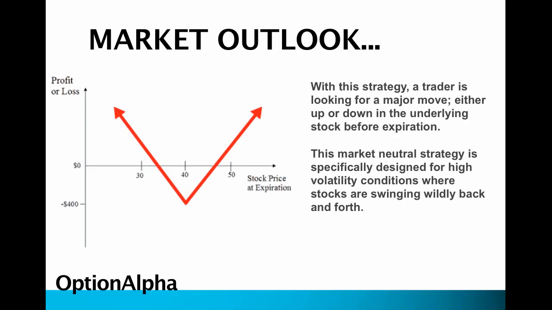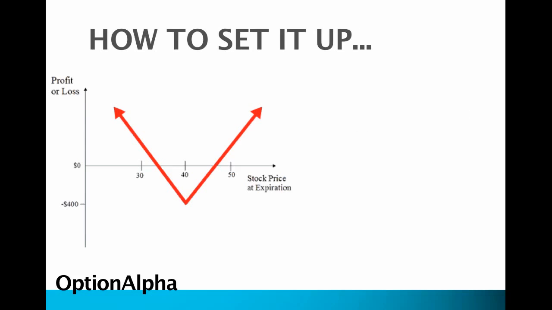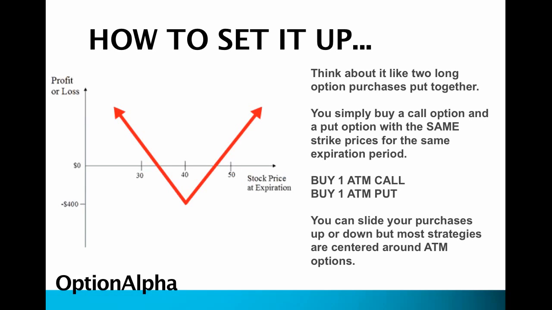So again, this is specifically designed for high volatility conditions where stocks are swinging wildly back and forth. Now, how to set this up, again, is very easy. Think about it like purchasing two long options and just throwing those two options together. So all you're going to do is simply buy a call option and a put option with the same strike price for the same expiration period. So in our example, we're going to buy one at the money call at a 40 strike, and we're going to buy one at the money put at a 40 strike as well. So again, that same strike price, and that's where the option payoff diagram really pivots here, right at 40. So we're going to buy an option here and buy an option there.